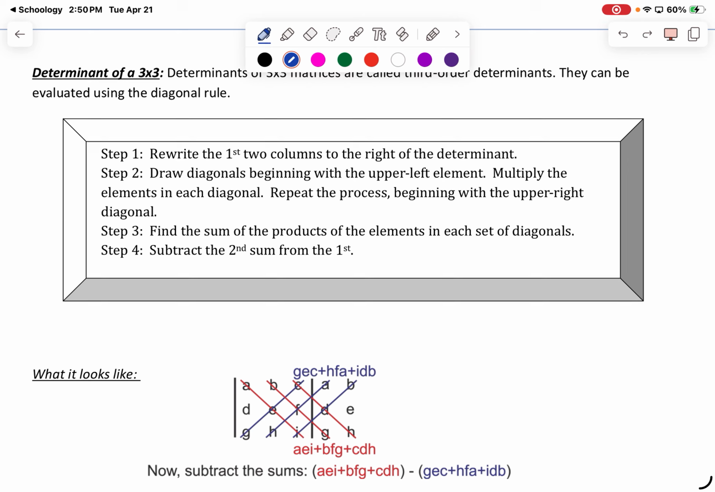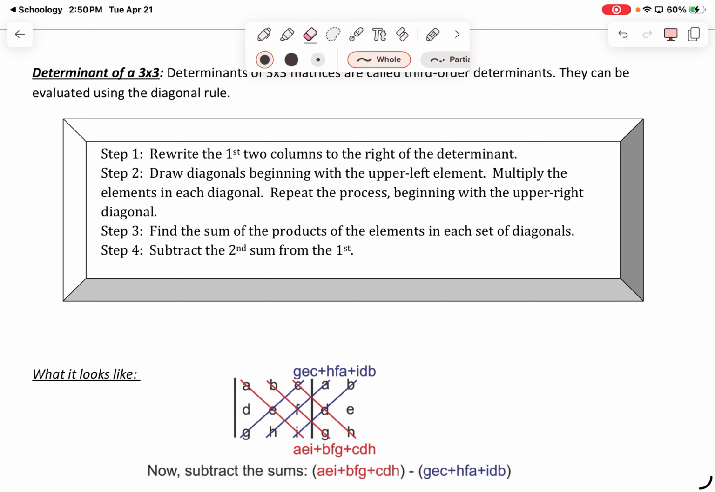What you're gonna do to find the determinant is write the first 2 columns. I should probably color coordinate this. You're gonna take this column and write it to the right of the third column. And then you're gonna take the second column and write it to the right of that. Okay, so that's what you're gonna do. You're gonna rewrite the first 2 columns to the right of the determinant. And then you're gonna draw diagonals or circle the diagonals. It's up to you. Let me get my highlights out of here.